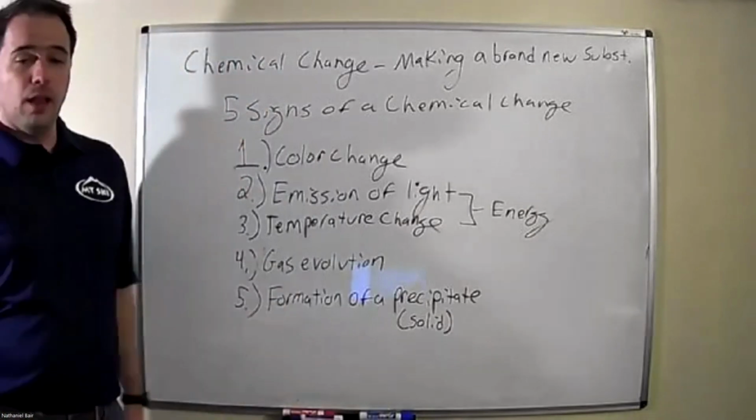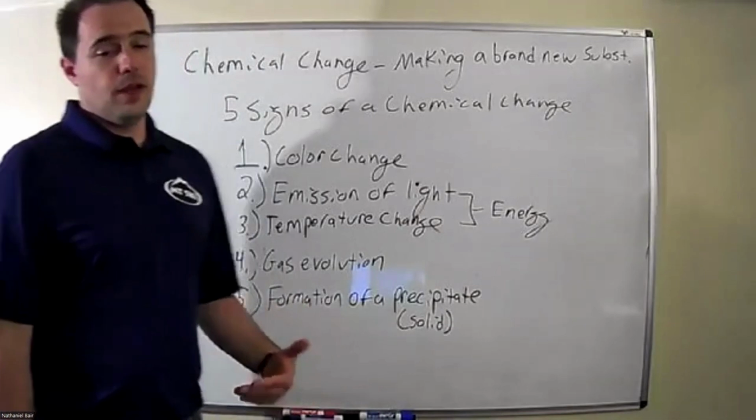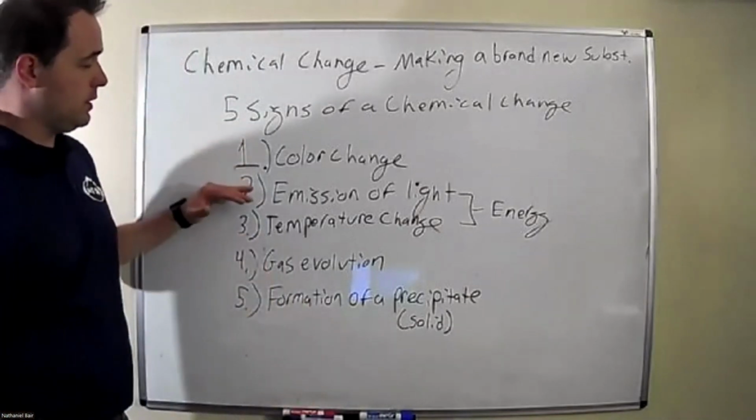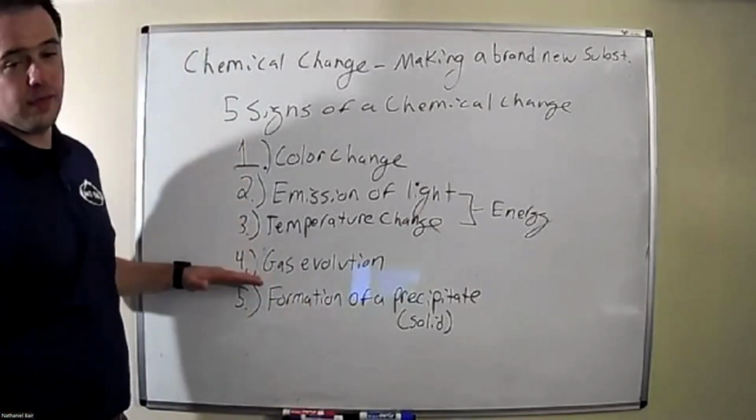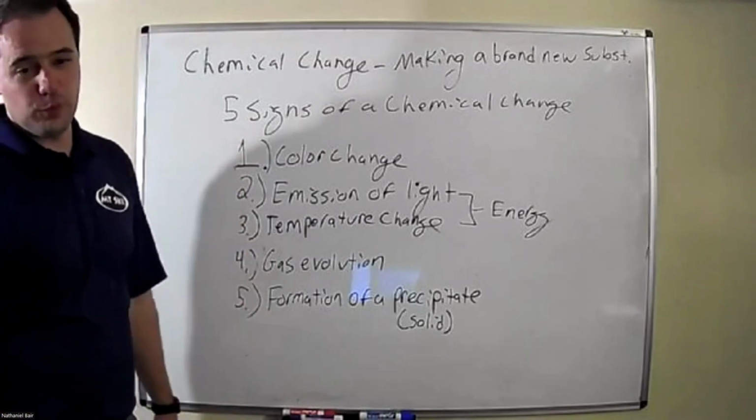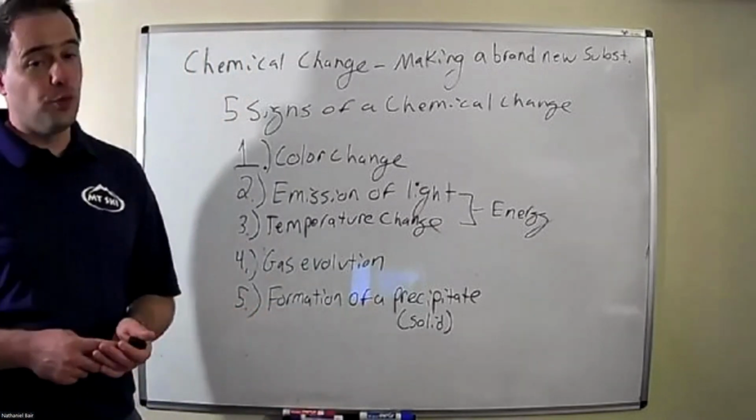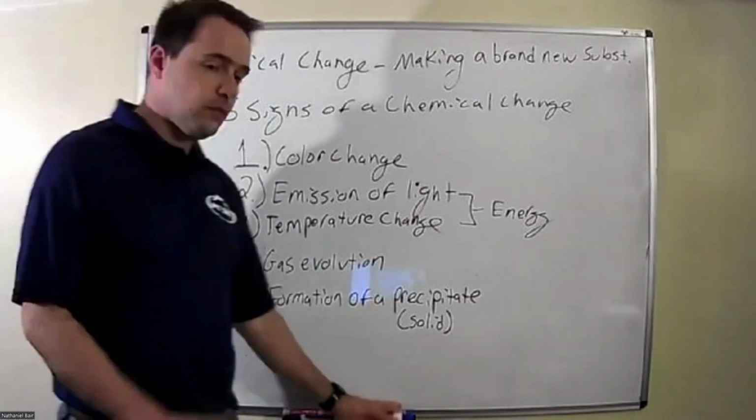Now you can get a lot of these happening. For example, if you light a log on fire, that's a color change, that's emitting light, that's a change in temperature, and it's giving off a gas. That's everything but the fifth one, formation of precipitate. So it's not always just one. You can have multiple. Cool.